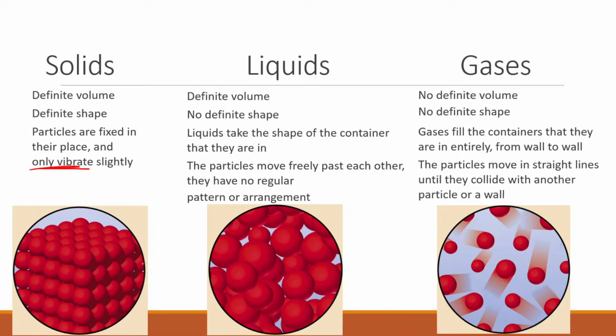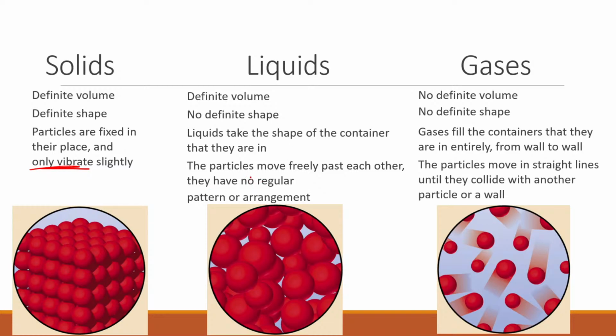Now, when we go from a solid to a liquid, the particles keep their definite volume, but they lose their definite shape. By taking this nice orderly geometric pattern and breaking it down and giving these particles range of motion, they now lose their shape. There's nothing holding them rigidly in one shape anymore, and they take the shape of their container. They adapt to whatever you pour them into.